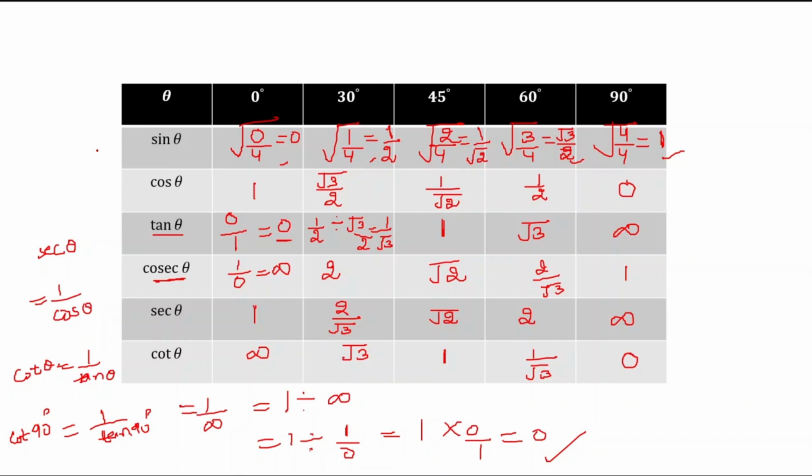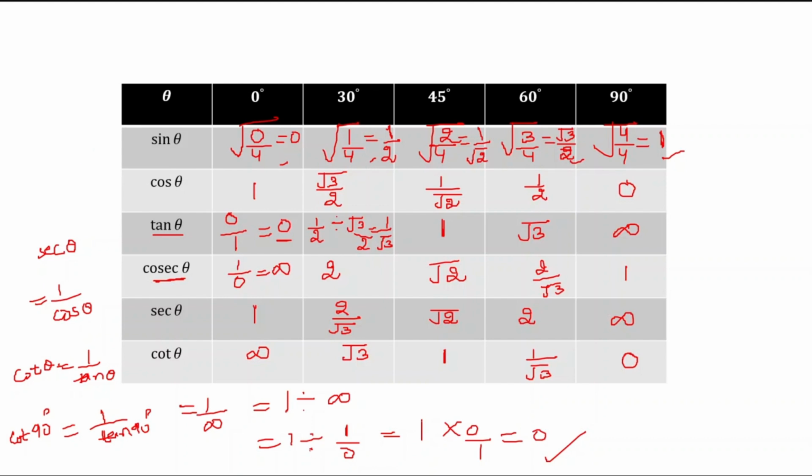You will write 0 to 4, those numbers, then divide all of them by 4 and then take the square roots. Cos theta, you will write down the numbers from right to left. Tangent theta, you can directly use the formula sine theta over cos theta. For cosecant theta's value, you will take the reciprocal of sine theta's value. For secant theta's value, you will take the reciprocal of cos theta's value. For cot theta, you will directly take the reciprocal of tangent theta's value.